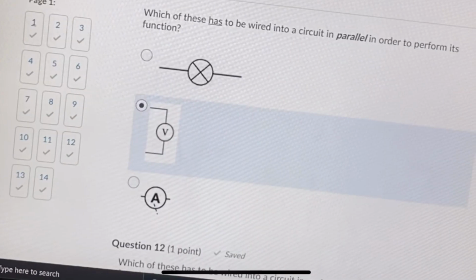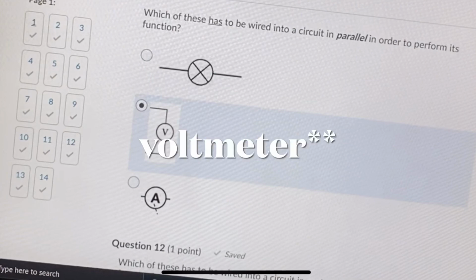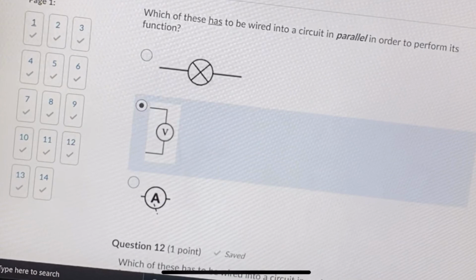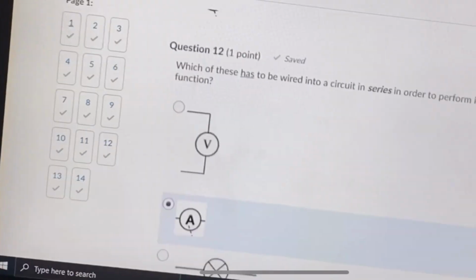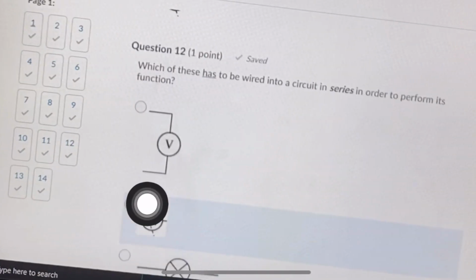Number 11, which of these has to be wired in the circuit in parallel in order to perform its function? Voltmeter has to be wired in parallel, while your ammeter has to be wired in series. Don't get confused with that wording. So this is your voltmeter. It has to be wired in parallel. Your ammeter, on the other hand, is this and has to be wired into the circuit in series. I feel like that's confusing, but that's just that basic knowledge, I guess.